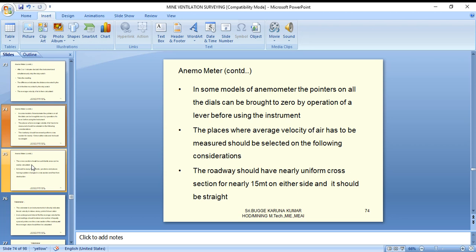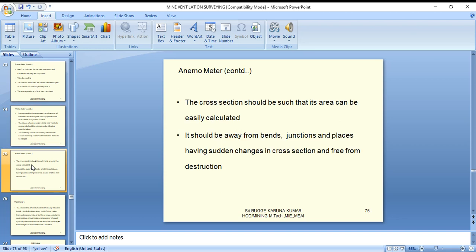The places where the average velocity of air has to be measured should be selected on the following considerations. The roadway should have a nearly uniform cross section for about 15 meters on either side, and it should be straight. The cross section should be such that its area can be easily calculated. It should be away from bends, junctions, and places that have sudden changes in cross section, and free from obstruction.